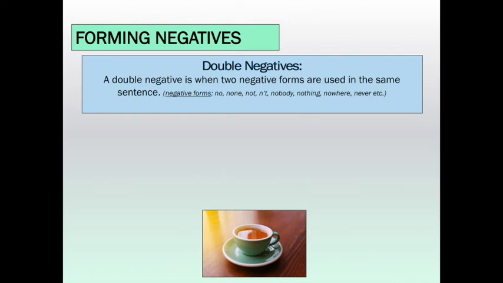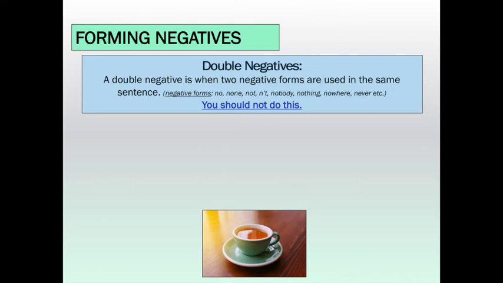Some examples of negative forms are no, none, not, the abbreviation n't, nobody, nothing, nowhere, never. So you cannot use two of these in the same sentence. You should not use double negatives.